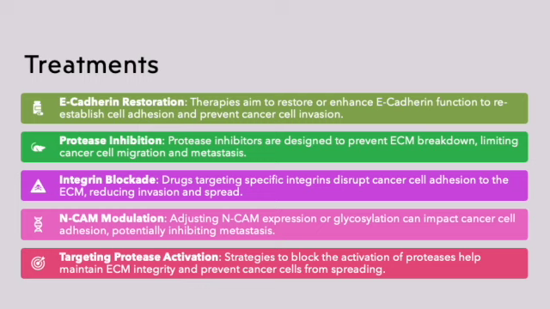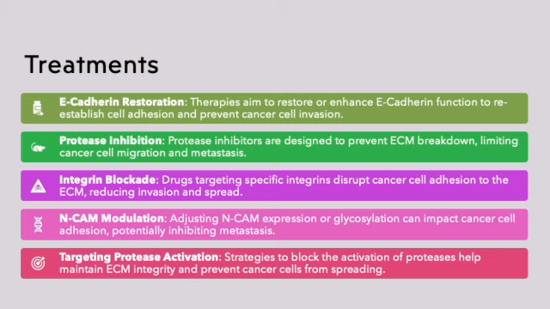For the targeting of NCAM, there are many therapeutic approaches. The first one is the modulating of NCAM isoforms. So researchers are exploring drugs that can alter NCAM isoform expression or function. For example, targeting specific isoforms that are less adhesive could reduce cancer cell motility. And some drugs that alter glycosylation patterns of NCAM might be used to modify its adhesive properties and impact cancer progression.